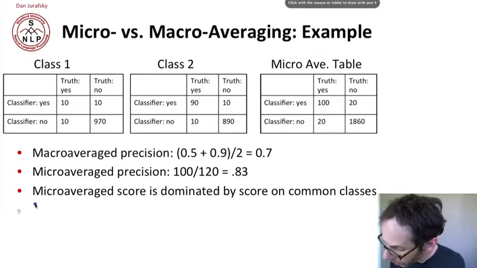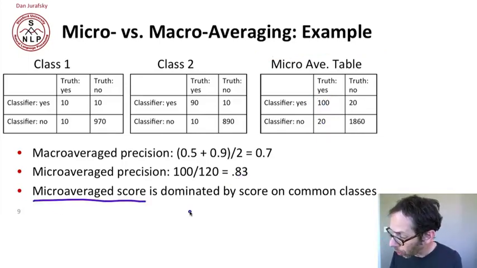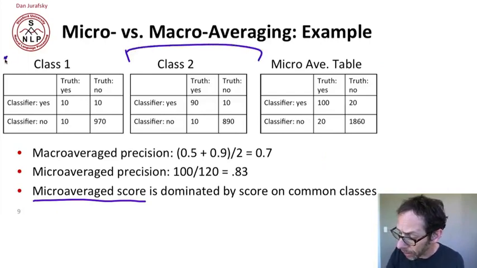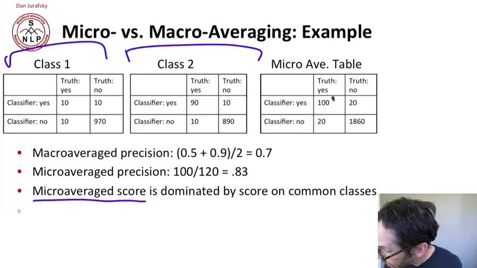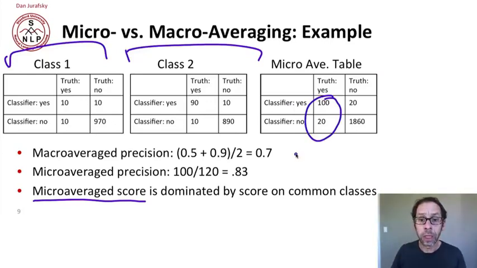So you can see that the microaverage score is dominated by the score in the common class. Class 2 is much more common than class 1. These numbers are much bigger. In microaveraging, that class will dominate these summed numbers in this summed contingency table. In macroaveraging, each class is going to participate equally.